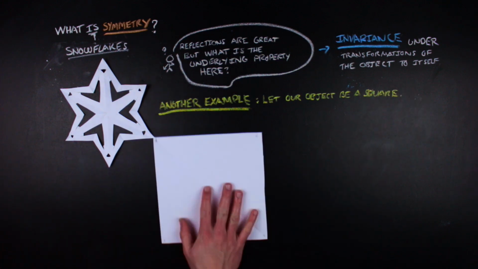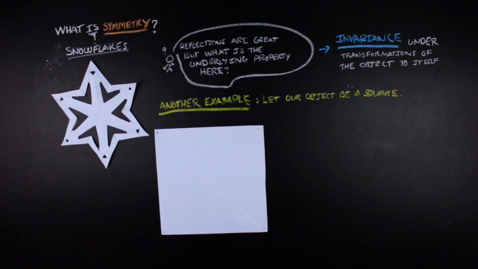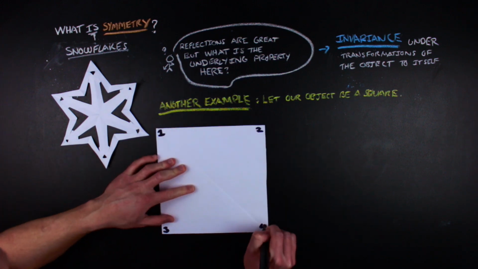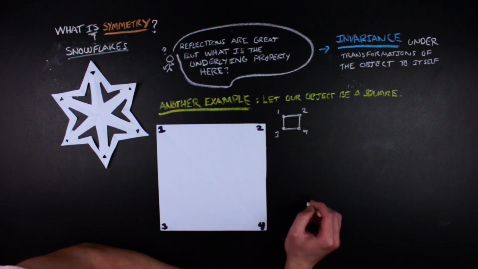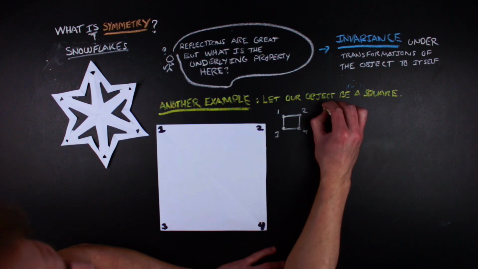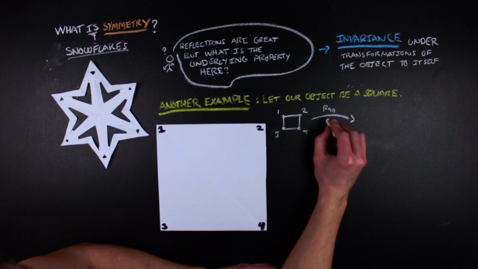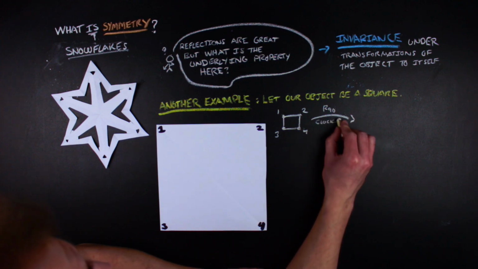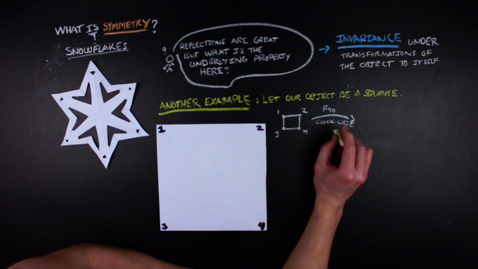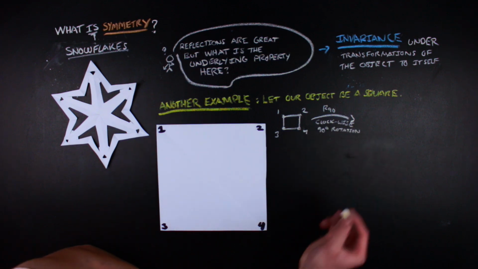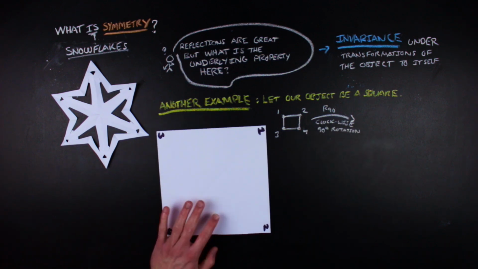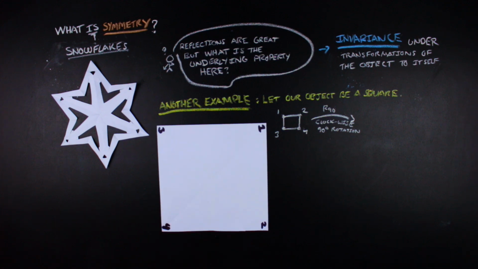So it has four vertices and four edges, and the vertices are 1, 2, 3, 4, and the edges are 1 is connected to 2, 2 is connected to 4, 4 is connected to 3, and 3 is connected to 1. So if we go ahead and apply the rotation by 90 degree map to this graph of a square, we're gonna end up getting a graph back that just looks like the graph of the square that we had before, except the vertices we labeled are going to be in a different order.